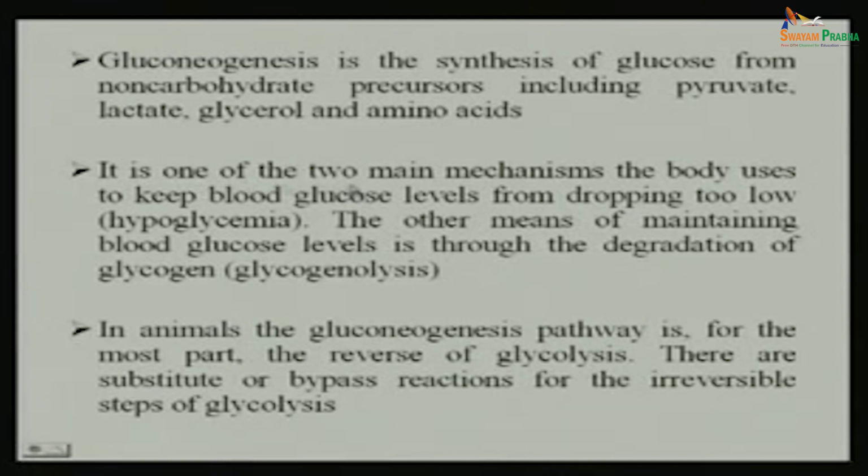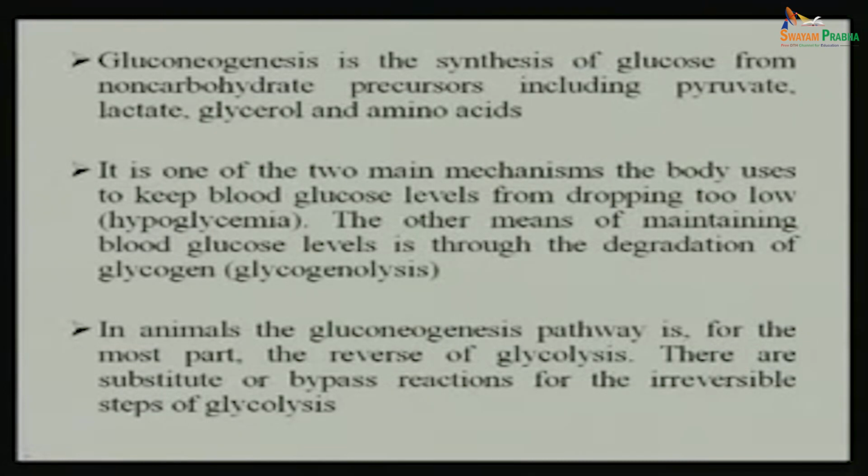It is one of the two main mechanisms the body uses to keep blood glucose level from dropping too low, that is, when blood glucose is dropping down, it is called hypoglycemia. The other means of maintaining blood glucose level is through degradation of glycogen, which I have already discussed, how glycogen is broken down to glucose. Today we will be learning how glucose is generated from non-carbohydrate sources.